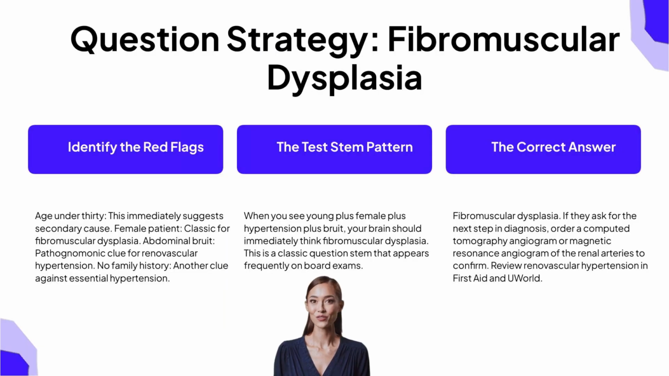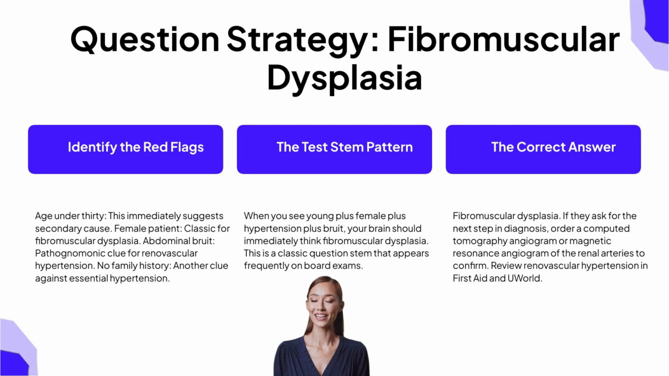Let us break down this question systematically. First, identify the red flags. Age under 30 immediately suggests secondary cause. Female patient is classic for fibromuscular dysplasia. The abdominal bruit is a pathognomonic clue for renovascular hypertension, and no family history argues against essential hypertension.